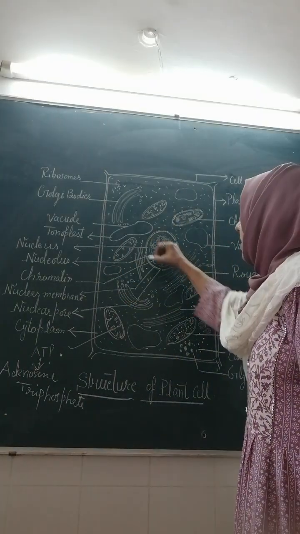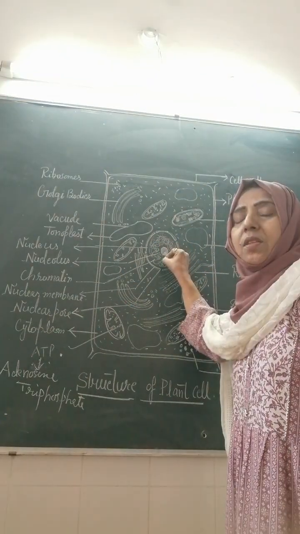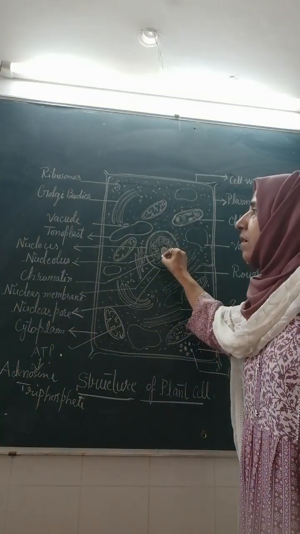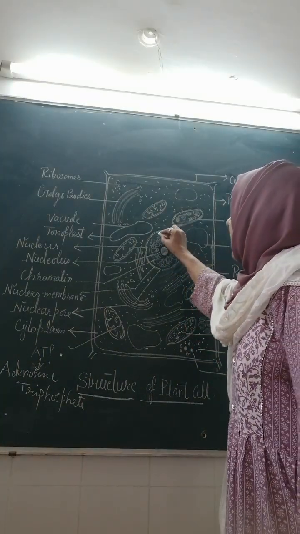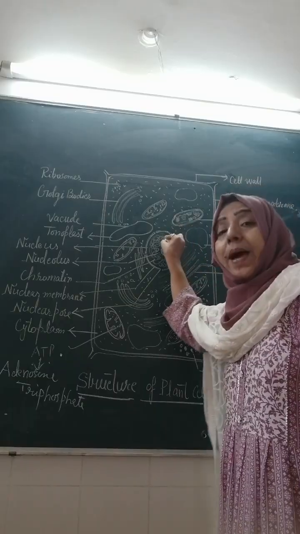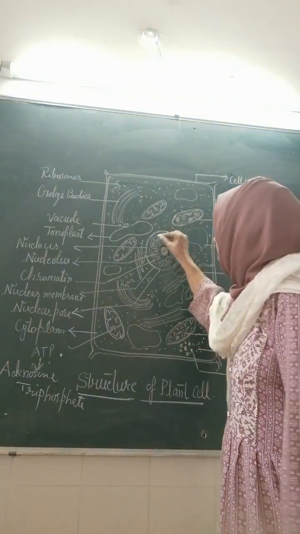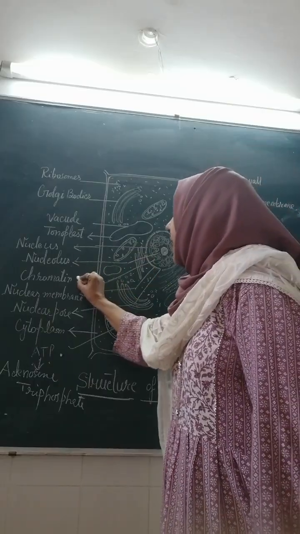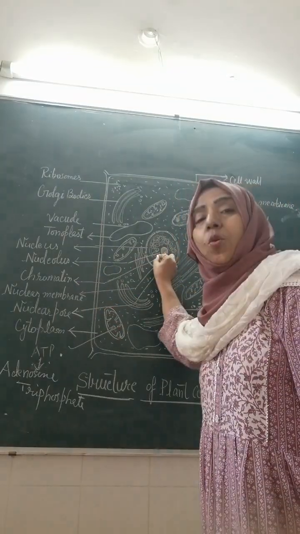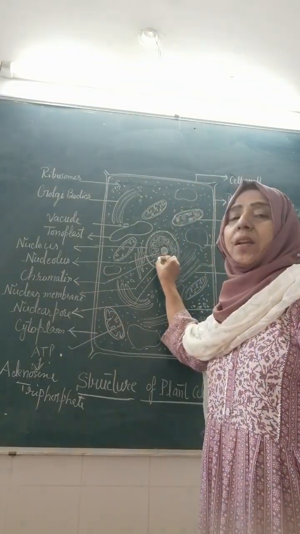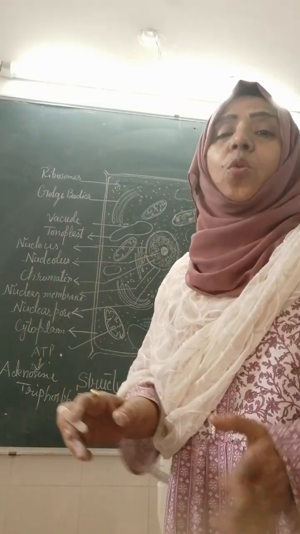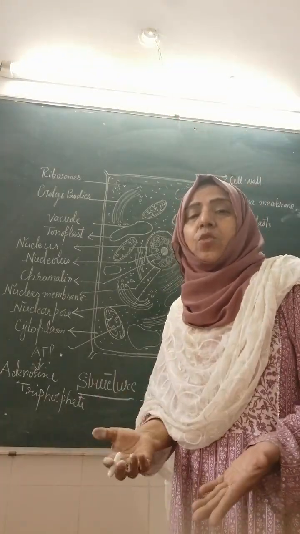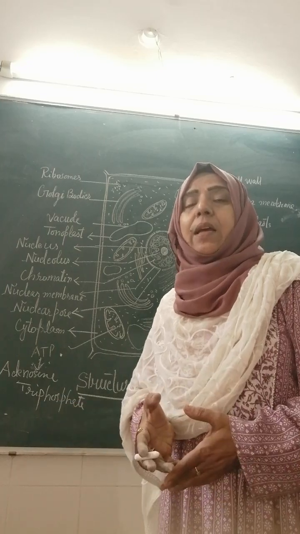Inside this nucleus there are thread-like structures which help in transferring characters from parents to their offspring. These thread-like structures are called chromatin. What do we call it? Chromatin. This chromatin becomes chromosome at the time of cell division. We will discuss the structure of chromosome in another class.